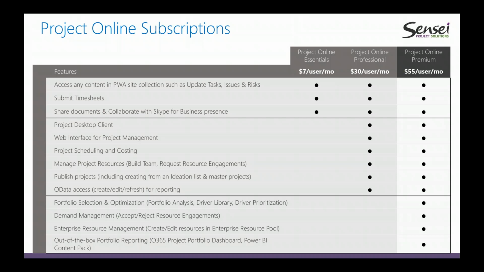And those are people that don't need to author schedules. Then if you've got people that are authoring schedules, you want to get them to have the project desktop client. That's the best place to author those schedules. And so the Project Online Professional license gets them access to that. But it also gets more. It allows them to do a build team so they can get their enterprise resources from the server, and that's pretty awesome.